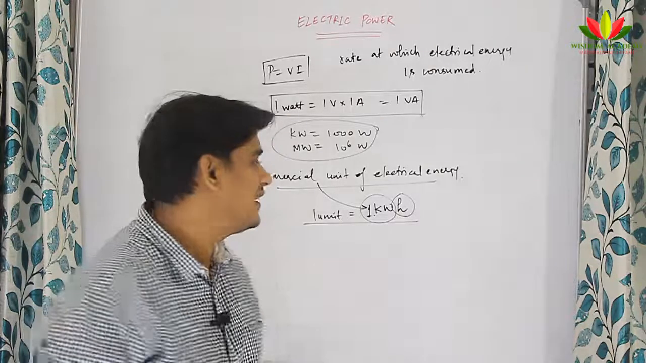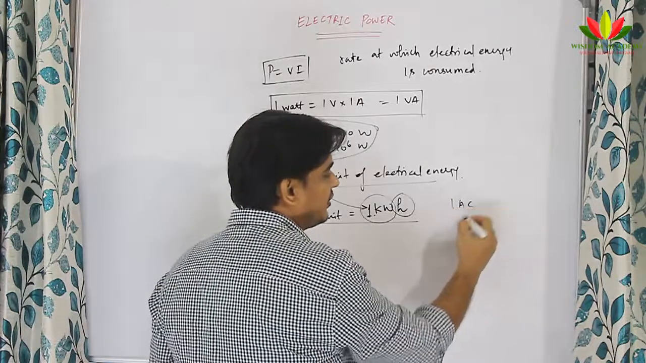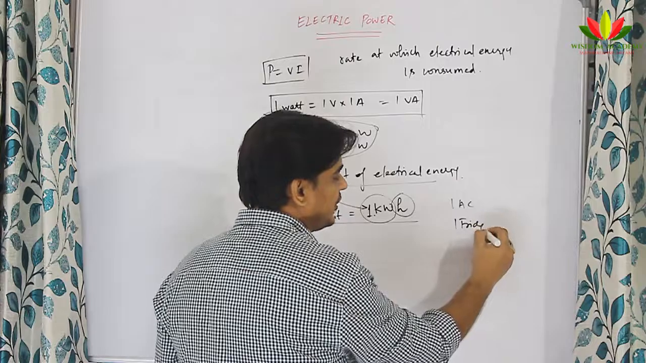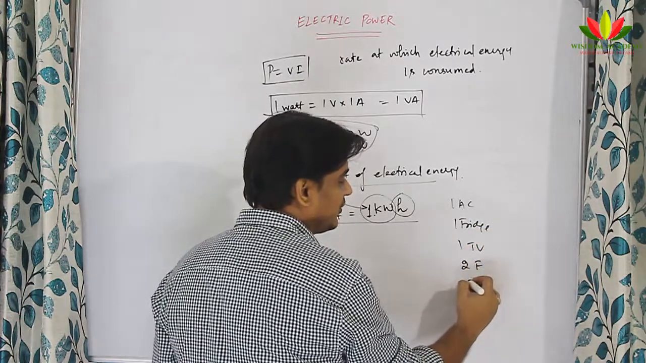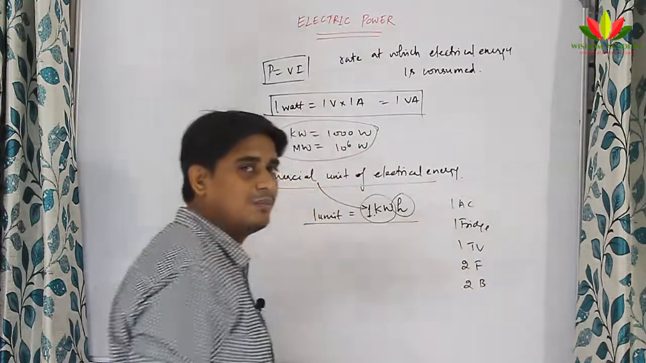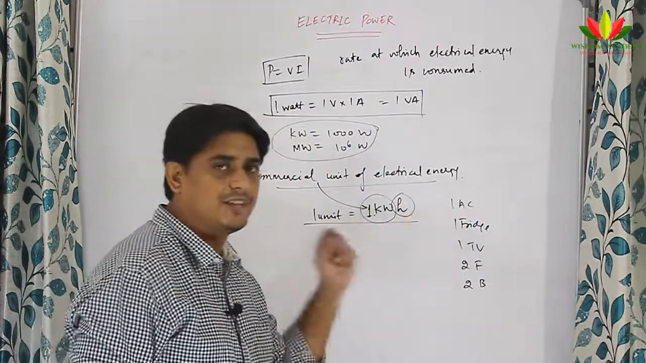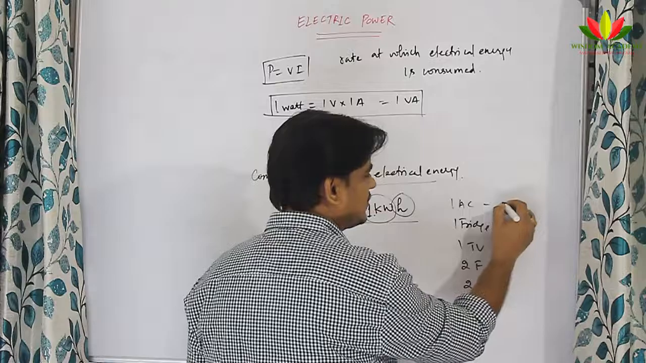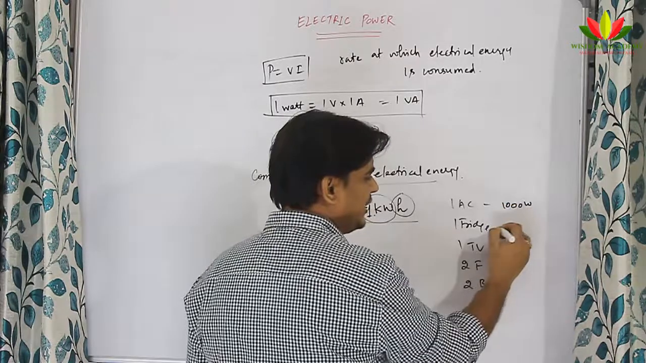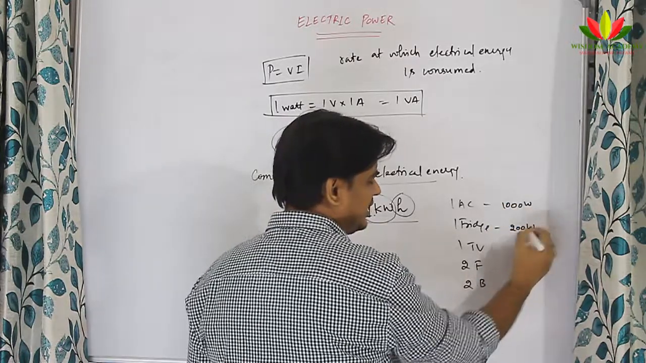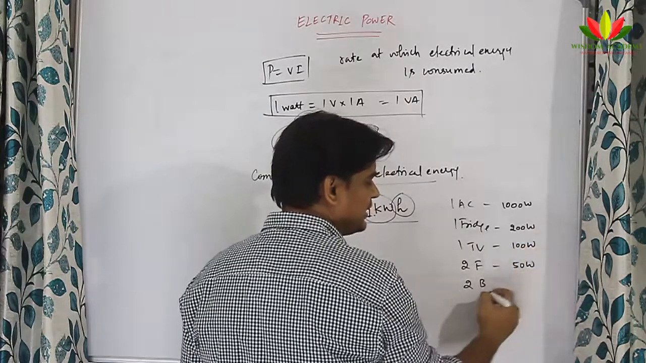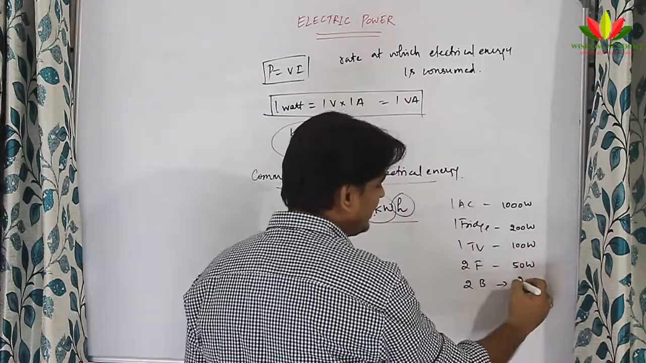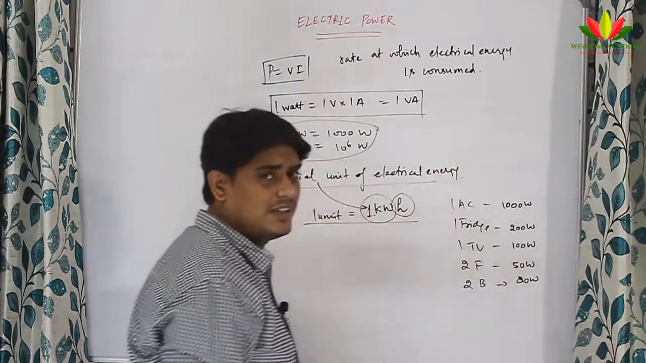Suppose in a home you have 1 AC, 1 fridge, 1 TV, 2 fans and 2 bulbs, for example, and you know the rating of each thing. So, AC, let me assume it is 1000 watt, fridge 200 watt, TV 100 watt, fan I am assuming 50 watt each, and bulb I am assuming 20 watt each, because nowadays we have LEDs.